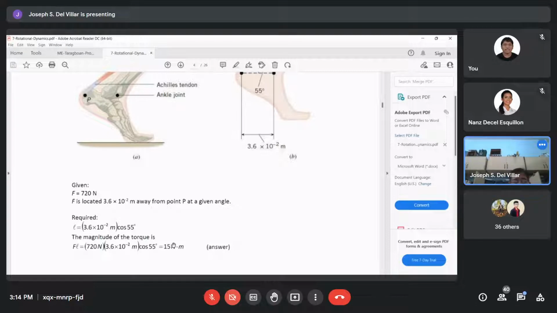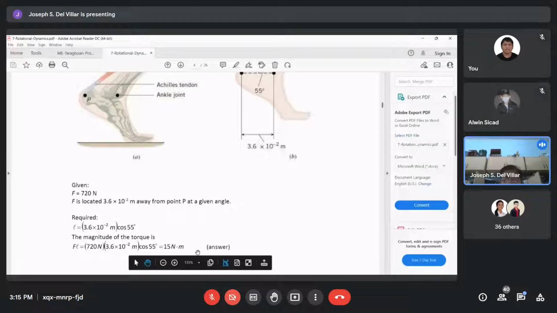3.6. Okay, 55. Okay, what's the answer? Up to 2 decimal places, round it off. How much? 14.87, sir. Okay, that's correct. 14.87. What's the unit? Newton meter, sir. Okay, Newton meter.